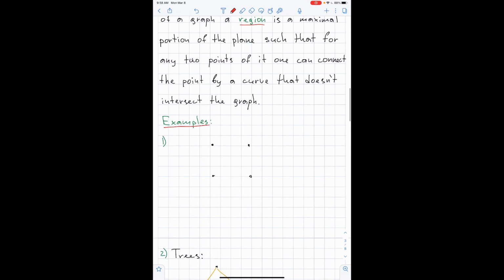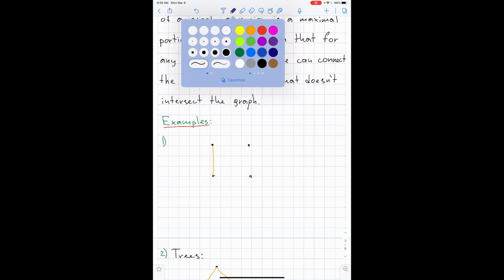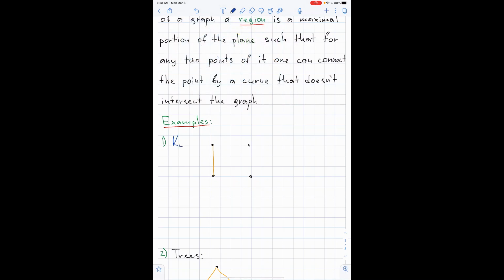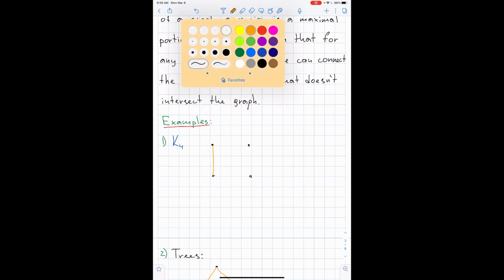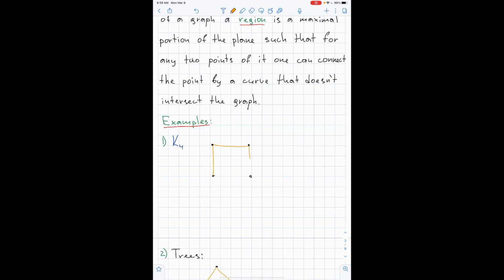Here I wanted to draw the complete graph on 4 vertices, so K4. So let's draw it. We have a foregone, and then we need to draw its diagonals. If I draw both diagonals, they will intersect. But I can go around.